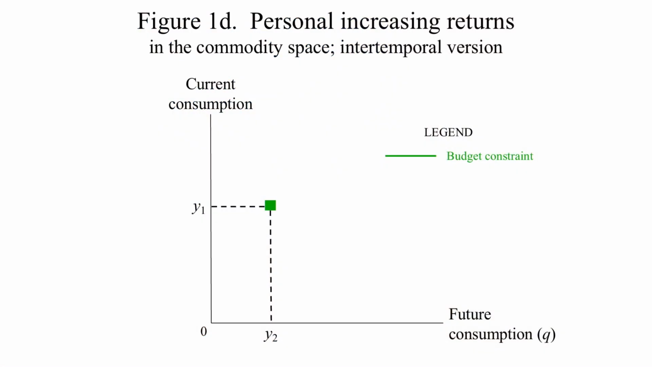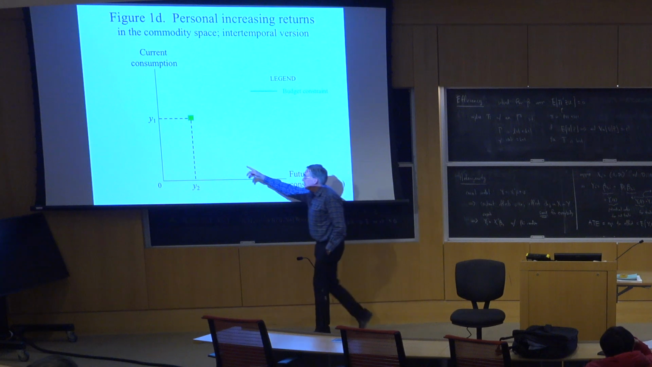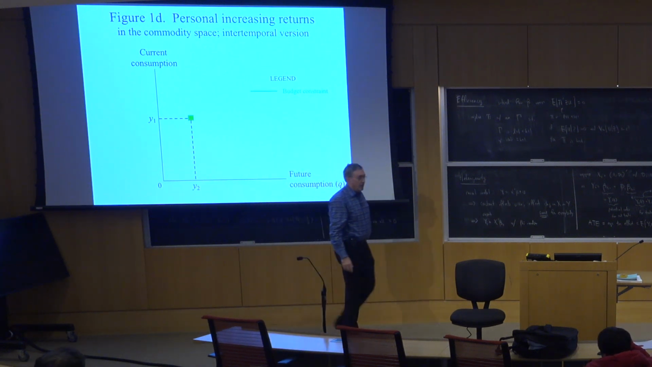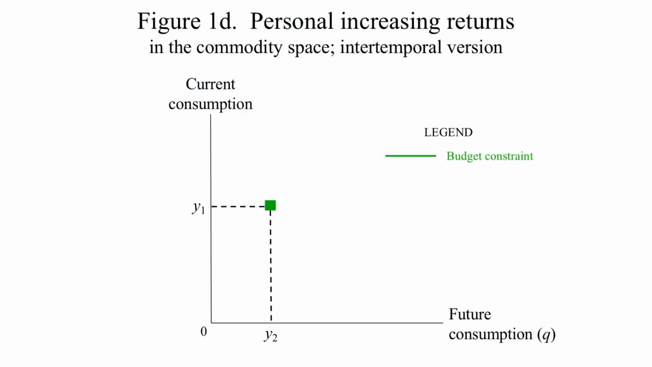You had some endowment where you wouldn't borrow or save for retirement. You just consume your income. Your income when you're young is up there. Your income when you're older is here. And you could just consume that point. But then the question was how to move away from that.